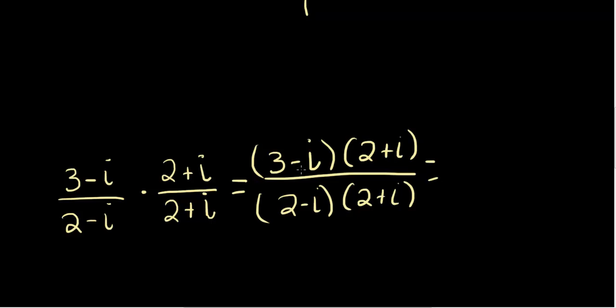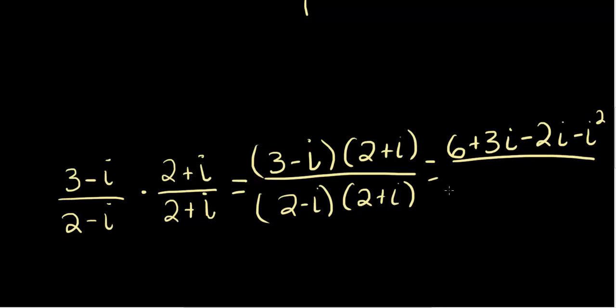So we're going to use FOIL. 3 times 2, that is 6. 3 times i is 3i. Negative i times 2, that is negative 2i. And then negative i times positive i is negative i squared. Over 2 times 2, 4. This is a difference of two squares, so I'm just going to multiply 2 times 2, 4. Negative i times i is negative i squared.